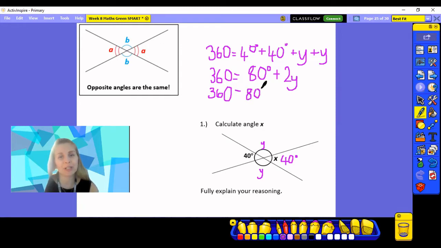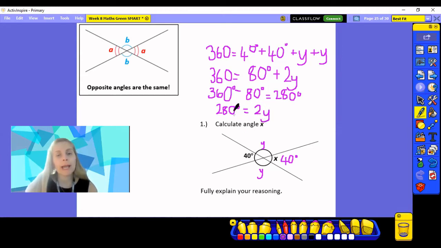Okay, from my 360 degrees already took away my 80 degrees. Apologise once again for my dodgy mouse writing. Then I will already know what I'm left with, which is the same as 2y. So 360 degrees take away 80 degrees is going to give me 280 degrees. So I know that that's the information that is divided between these two bits, and that's already given you a clue about what we will need to do next. So I know that 280 degrees here is the same as 2y, two of those y's.